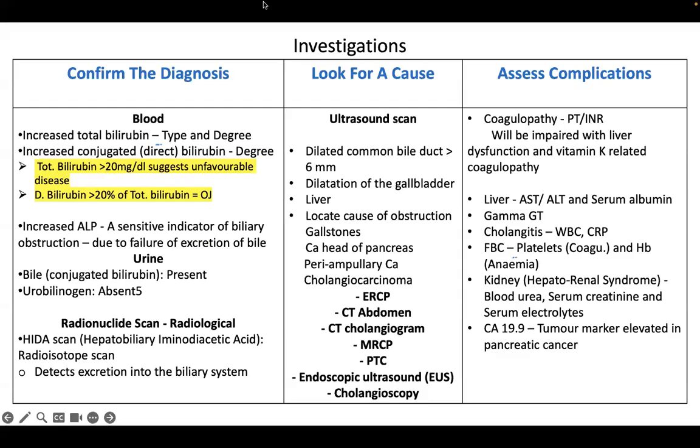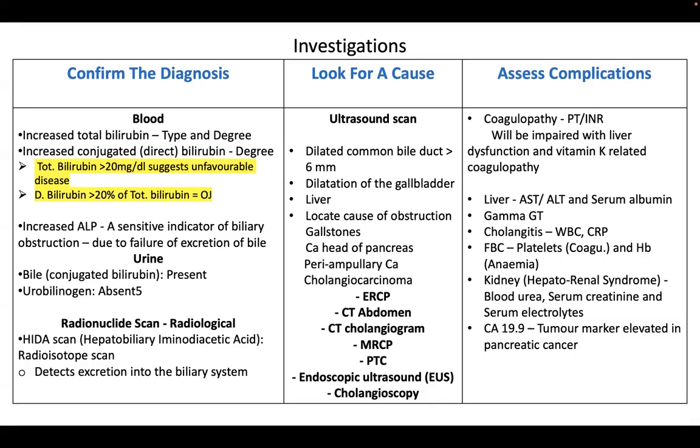Okay, so how will you investigate obstructive jaundice? When you talk about investigations for obstructive jaundice, you need to go in some sort of order. You will first do investigations to confirm your diagnosis. Then you will do investigations to look for a cause for the obstructive jaundice.